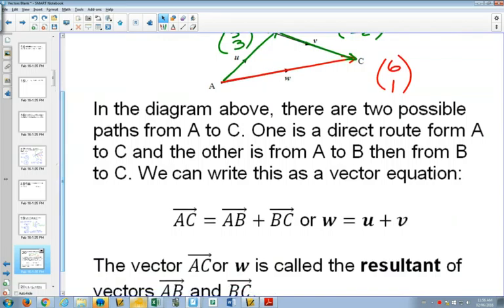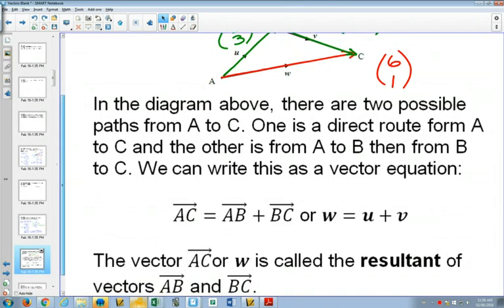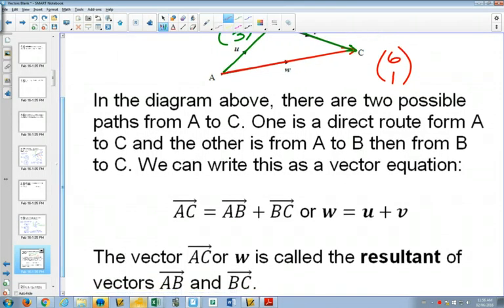So this would be our vector equation for this. Going from A to C is the same as going from A to B and then going from B to C. We call the answer to a vector equation, vector W, a resultant.